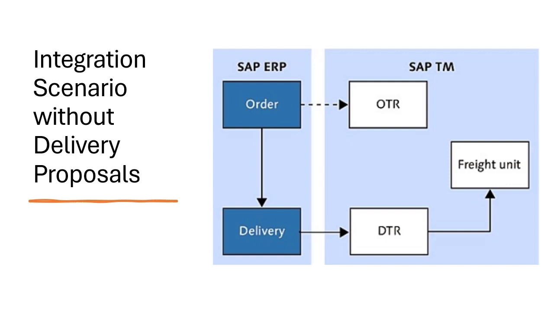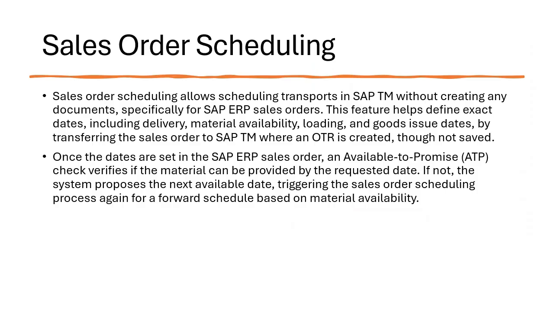So in this scenario, SAP ERP is the leading system. So delivery creation and item consolidation are done in the ERP, and only after deliveries are finalized are transportation units created in SAP TM. Freight units are then planned based on the delivery data transferred from the ERP. And then I have the sales order scheduling.